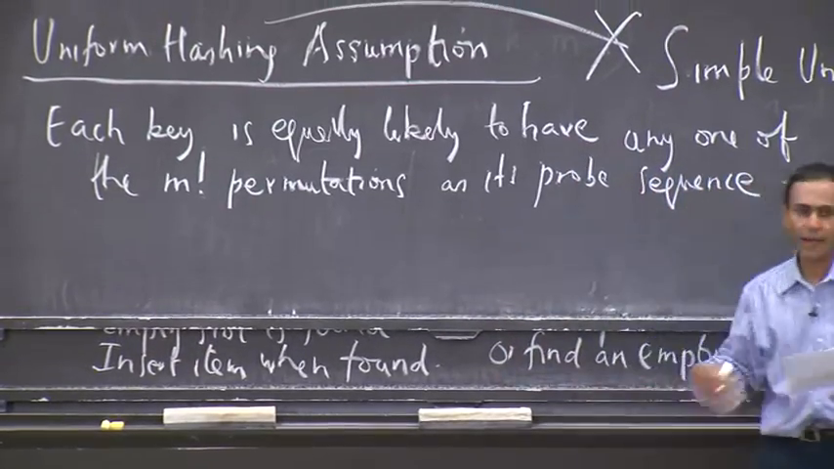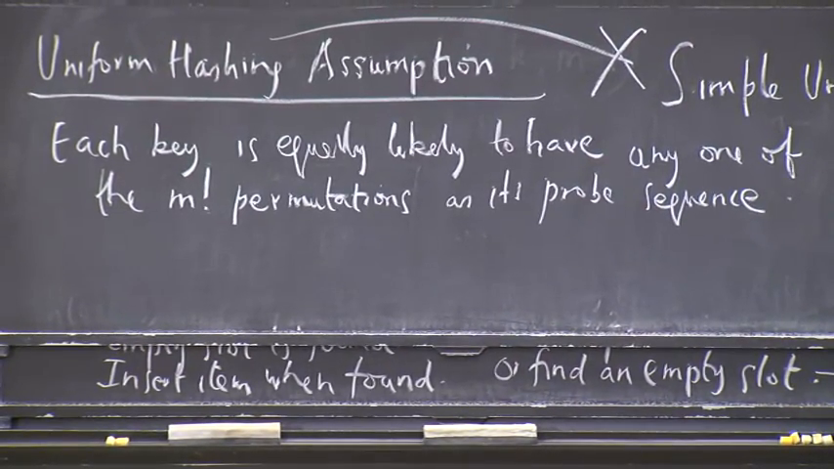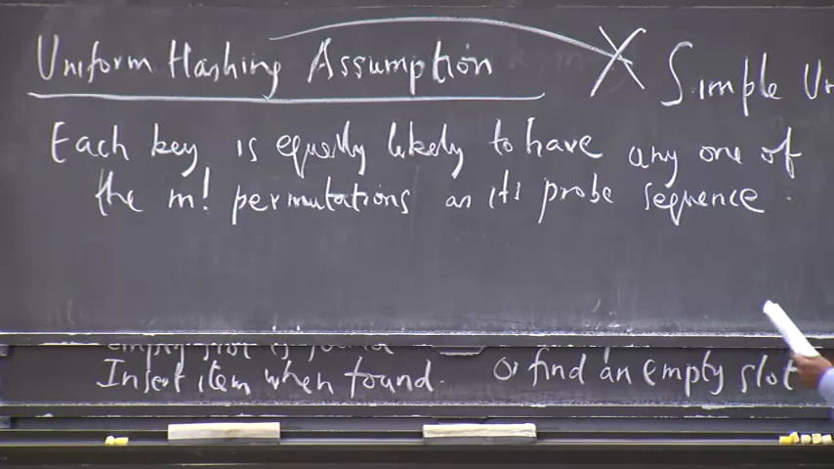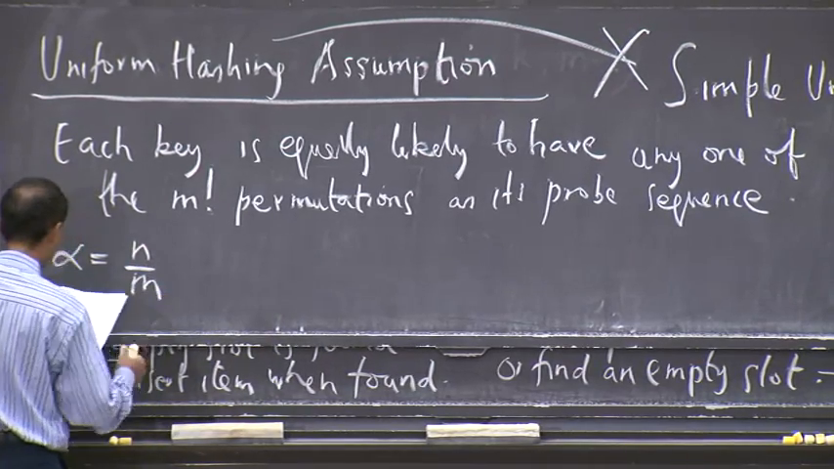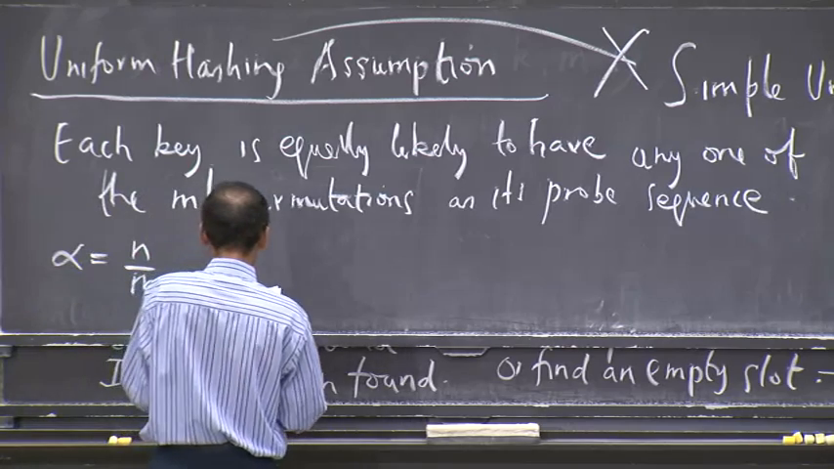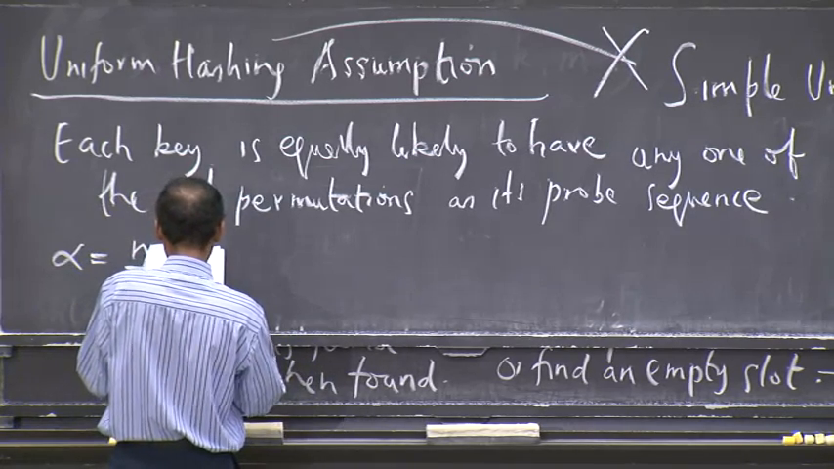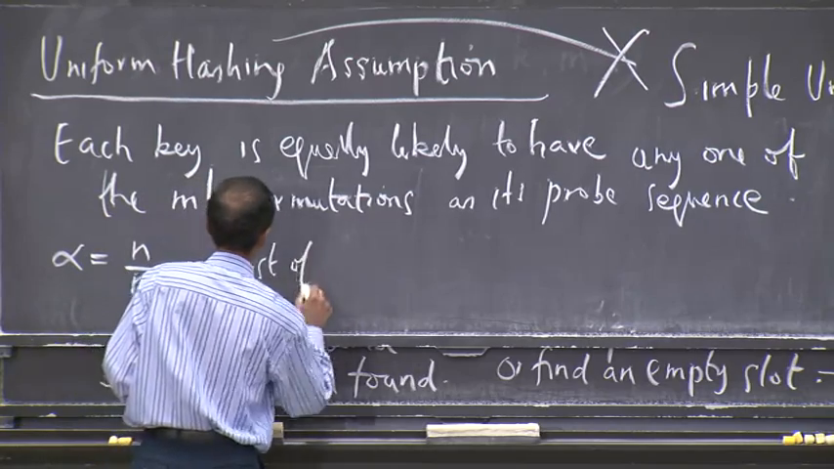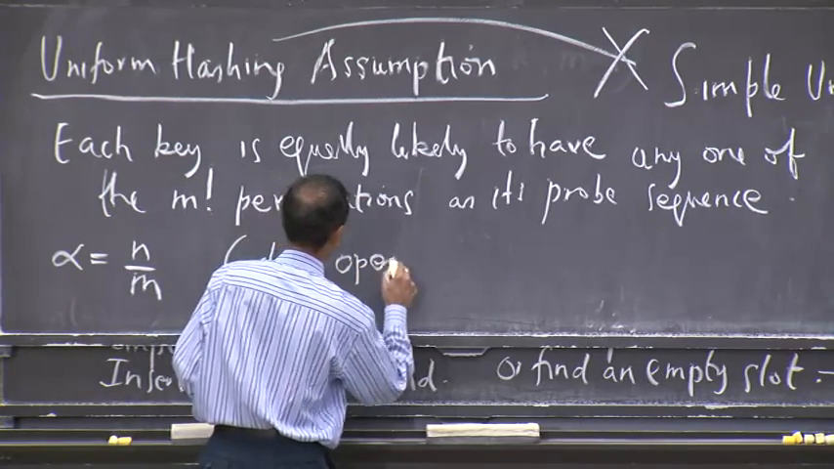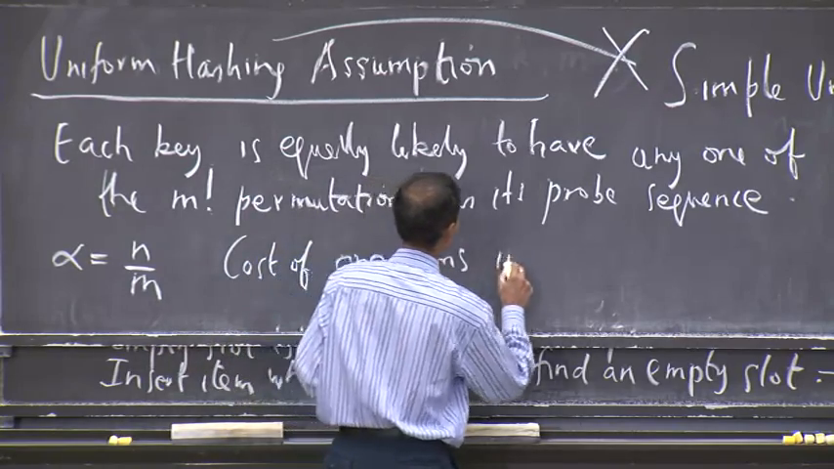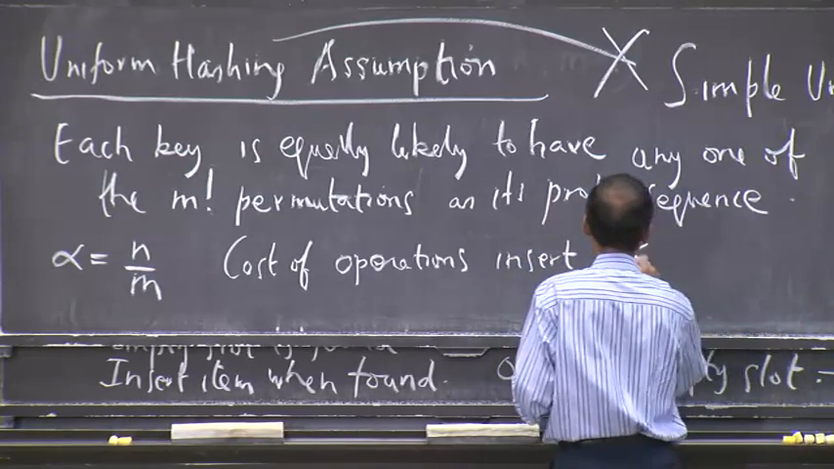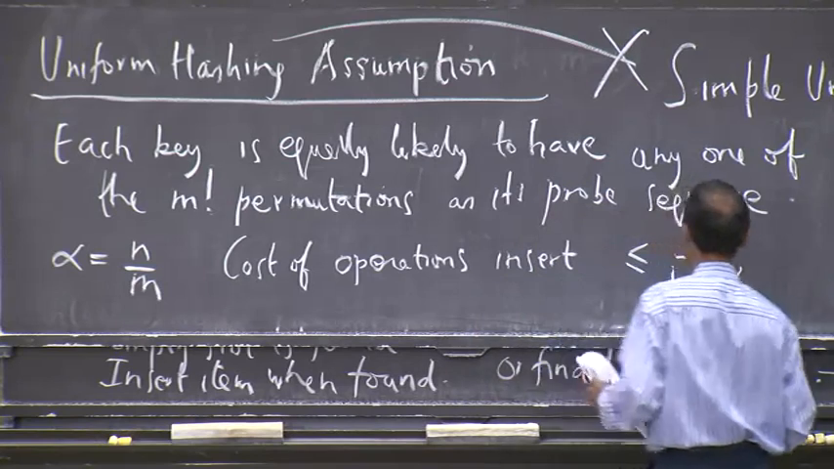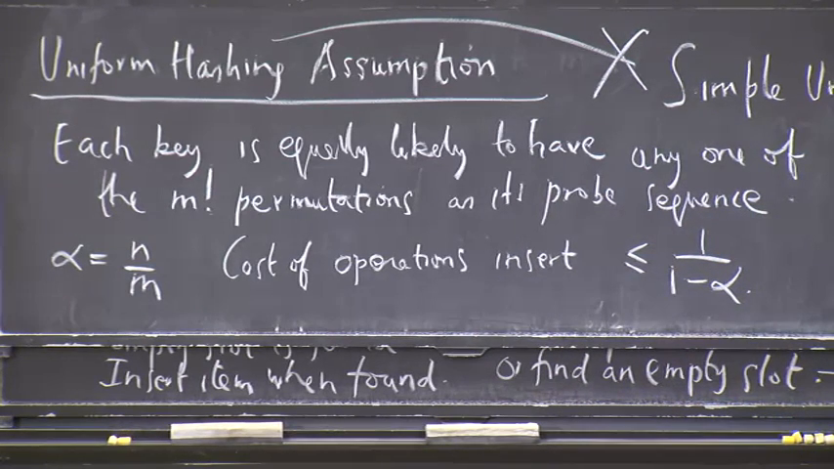Assuming that you have this, and double hashing gives you this property to a large extent, what this means is that if alpha is n over m, you can show that the cost of operations such as search, insert, delete, and in particular we'll talk about insert, is less than or equal to 1 divided by 1 minus alpha. So obviously this grows as alpha tends to 1.